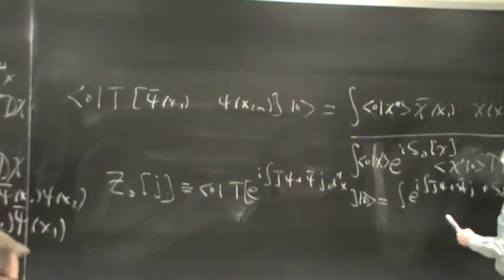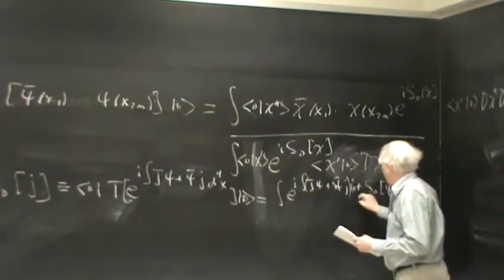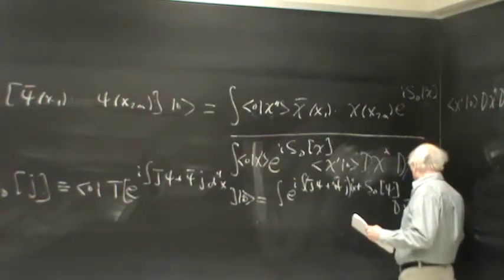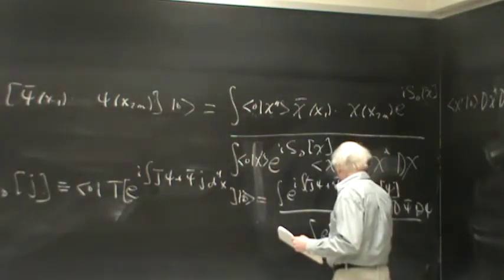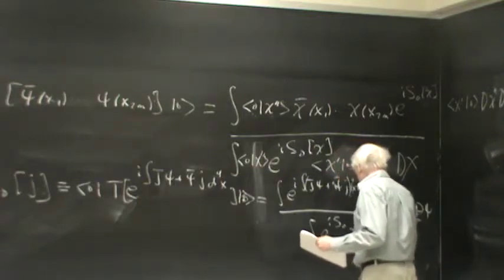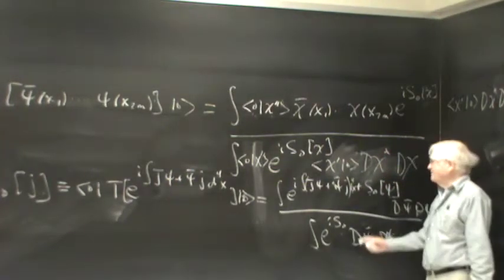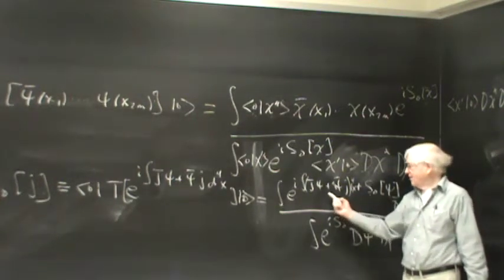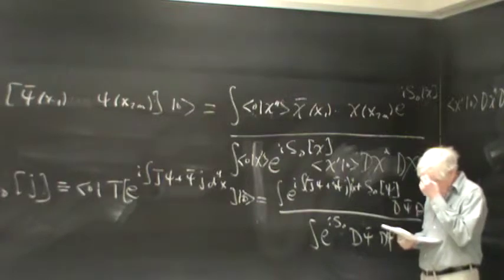Well, what are we going to do? This is a d4th x, actually. And then S0 has the d4th x built in. So this is d psi bar d psi over the integral of e to the I S0 d psi bar d psi. I meant to write chi, and this was a slip. All right, so imagine that they're all chi's except for the j's. All right. Okay.